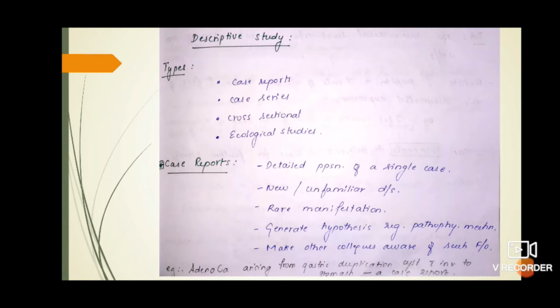For example, adenocarcinoma arising from a gastric duplication cyst, which is a new finding with invasion to the stomach, is a case report which has been published recently. This is an example of it.